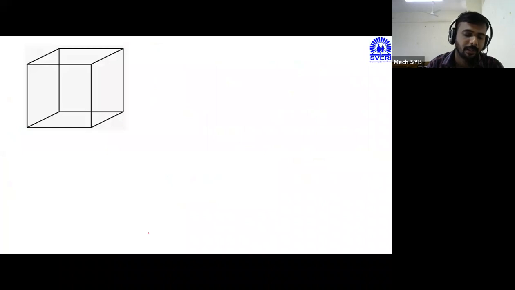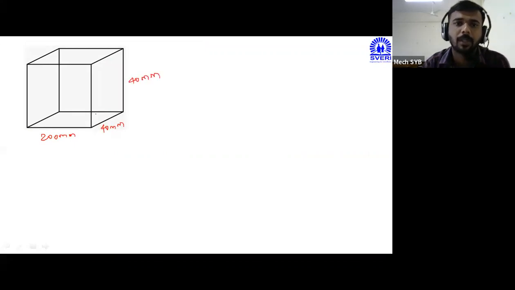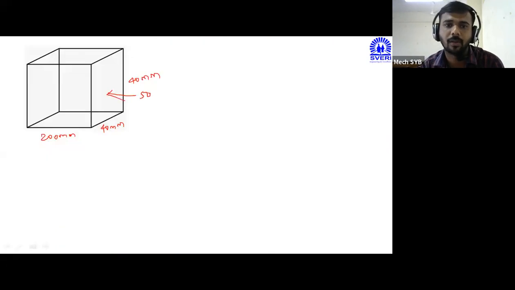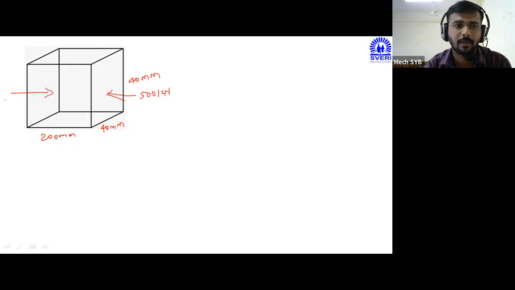Okay, if you have to draw the figure, so this is the 3-dimensional body कारण तीन डायमेन्शन दिलेले आहेत. तर लेंथ 200 mm, width 40 mm, depth 40 mm, force is applied as a compressive. So this is the magnitude of force, 500 kilonewton. Okay, and this is the cross sectional area we have to consider.